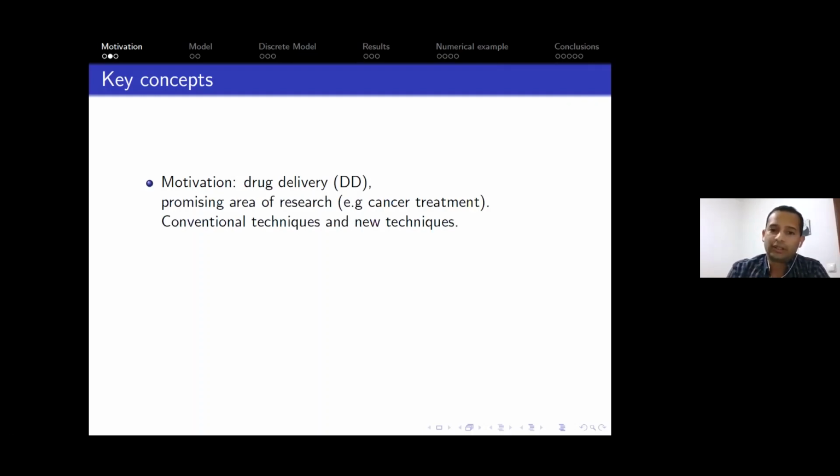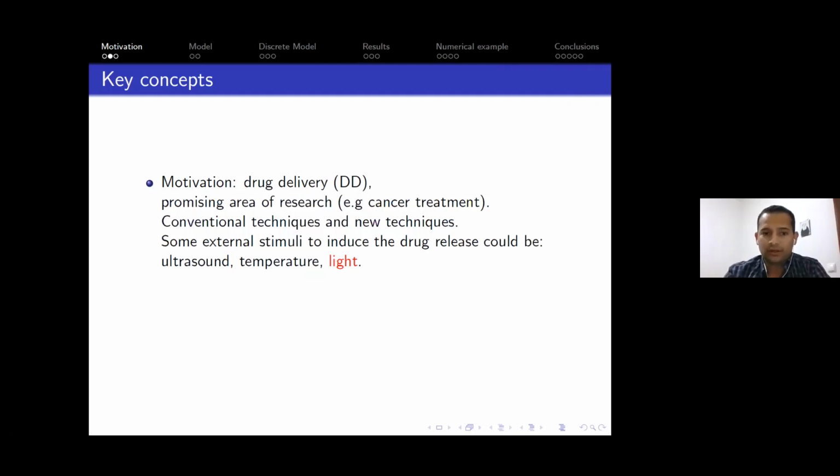There are conventional techniques and these new techniques I am talking about. I already said about the external stimuli that can be applied. Some advantages of these new techniques are, for example, that the drug administration is local, into the body. This allows reducing the side effects. In some research, they report almost zero side effects. Also, these are not invasive techniques, and they allow the control of the drug over space and time.